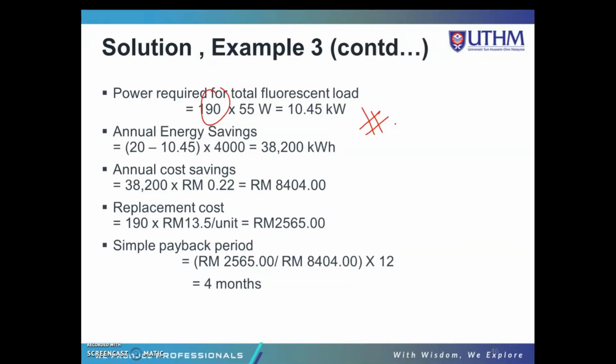But when we use fluorescent light, we only use 10.45 kilowatts. So we get the annual energy savings from this. How we calculate it is by using this equation: the power required for the incandescent light, minus the power required for the total fluorescent light, and then you multiply by 4,000, which is hours per year.